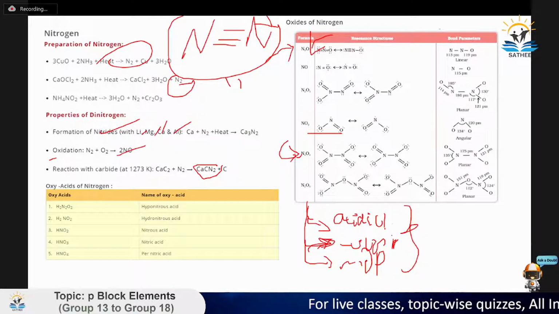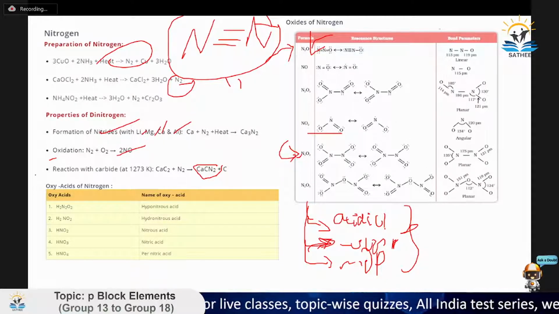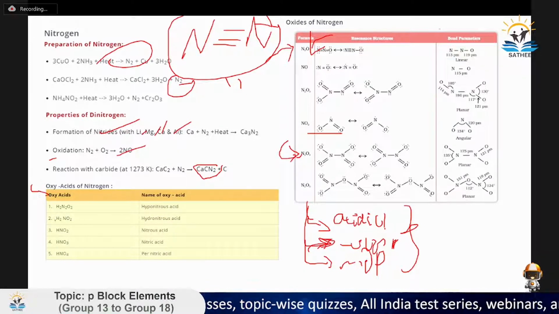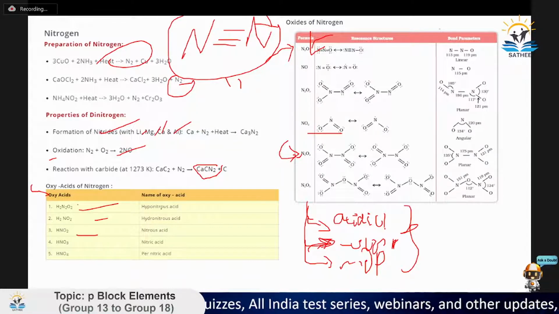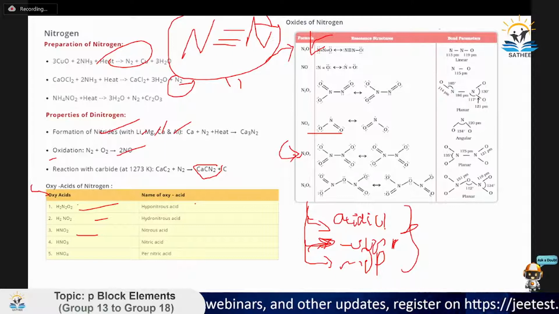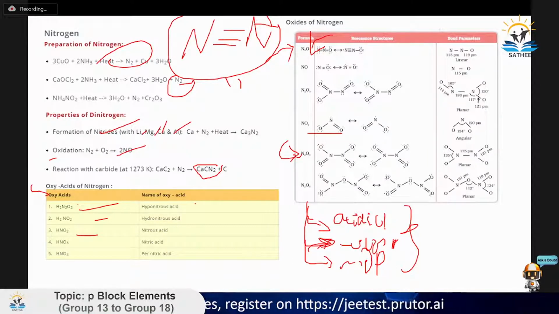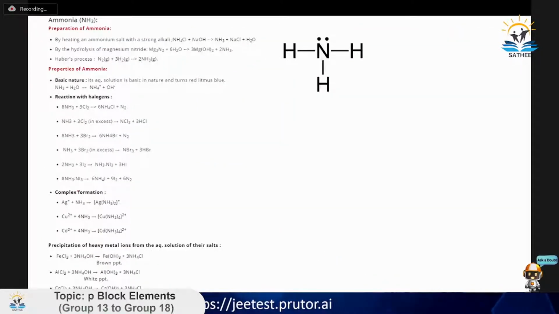So this table is present in the NCERT, and for your practice, kindly go through that table. And obviously, we have oxyacids, basically the acids like HNO3. Again, quite straightforward: hyponitrous, hydronitrous, nitrous, nitric, and pernitric, out of which nitrous and nitric are the most important oxyacids of nitrogen. Another important compound of nitrogen, other than these oxides and acids, was ammonia, its hydride. And this is the Lewis structure of ammonia.